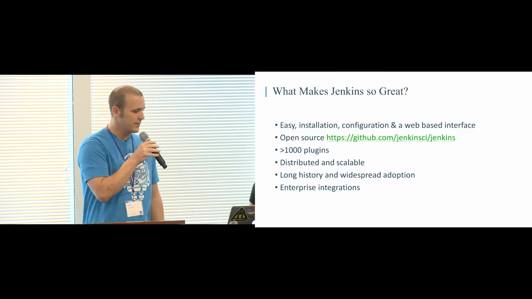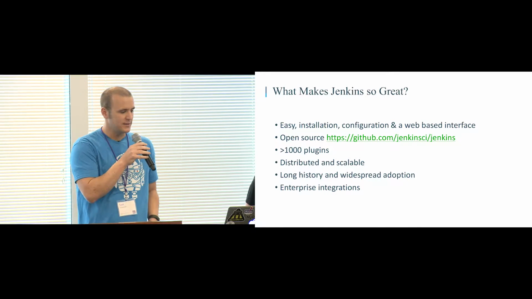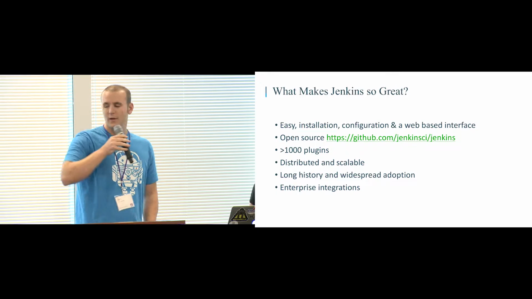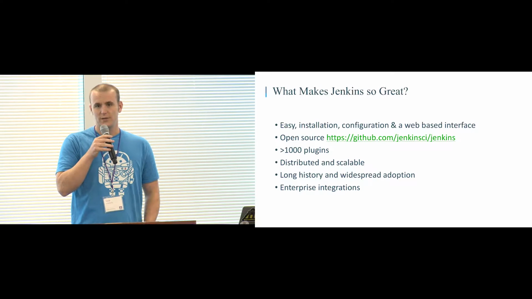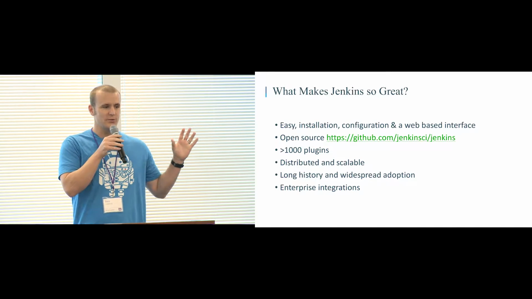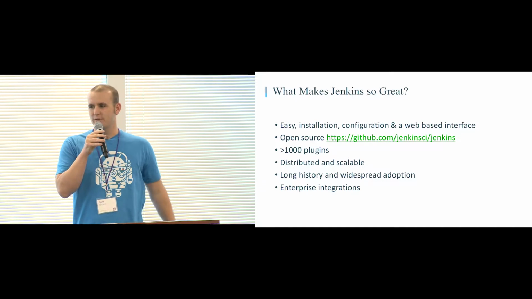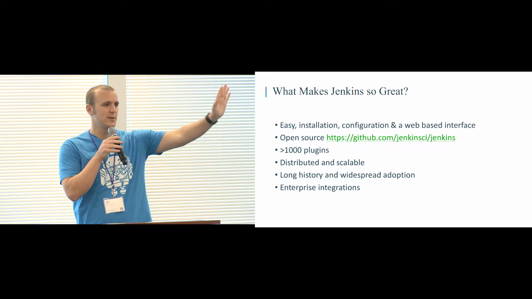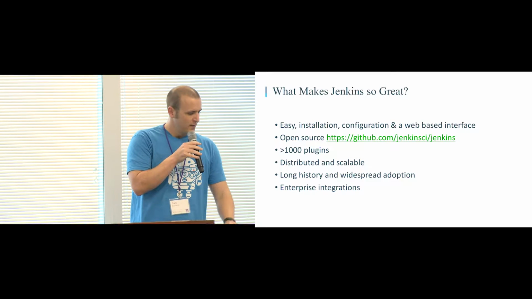There's over 1,000 plugins out there that you can use. Jenkins is distributed and scalable, so like we were talking about the concept of slaves and executors. With the Jenkins master instance, you can actually have hundreds and hundreds of slaves, so if you're using cloud infrastructure, you could spin up a new slave and run more jobs.